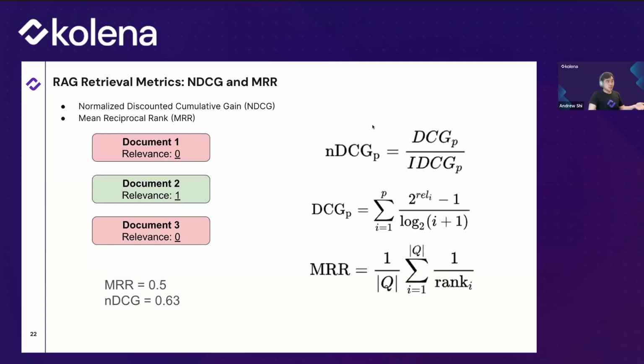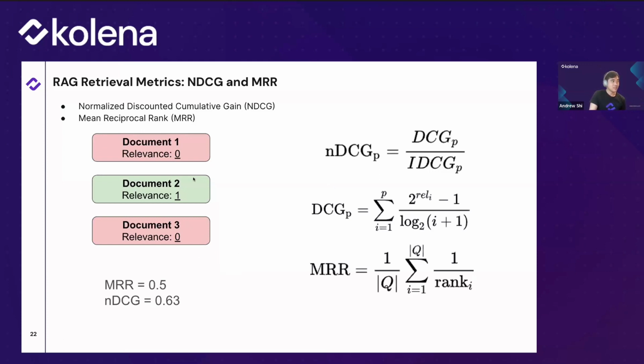Really quickly, NDCG, normalized discounted cumulative gain, and mean reciprocal rank. They're both metrics that are focused on not only whether you are retrieving the right information, but whether the right information is high up. So basically, the higher up the relevant information is, the better your information retrieval system actually is. Pretty straightforward.